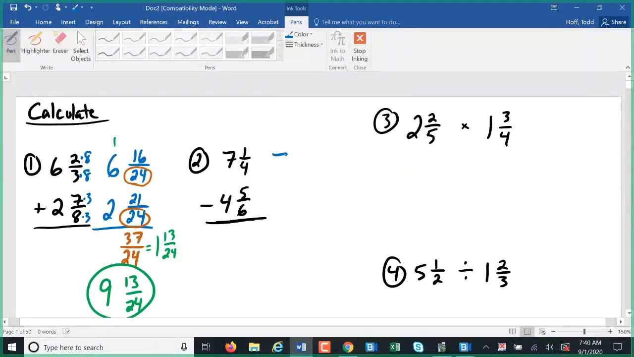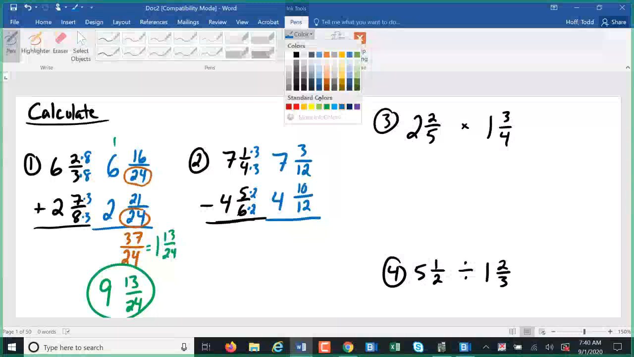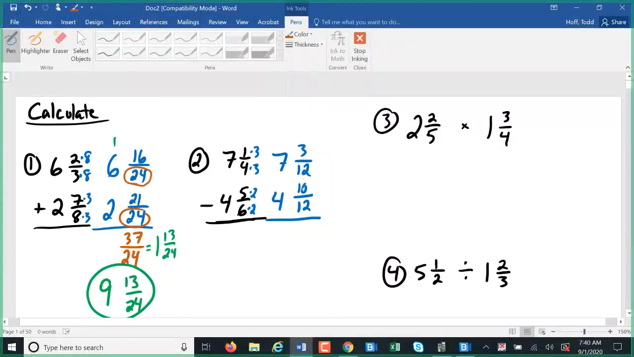Okay, for number 2, we again need common denominator. Between 4 and 6, that's going to be a 12. Turn a 4 into a 12, we multiply by 3. So 1 has to be multiplied by 3 to give us 3 12ths. Turn the 6 into a 12, we multiply by 2. So 5 has to be multiplied by 2 to give us 10 12ths. And now we are subtracting, except 3 12ths minus 10 12ths can't be done. So we have to borrow from the 7. This becomes a 6. What do we add to the 3?